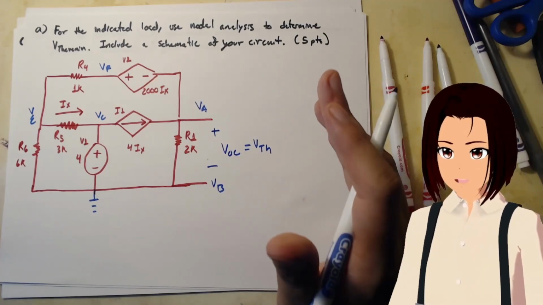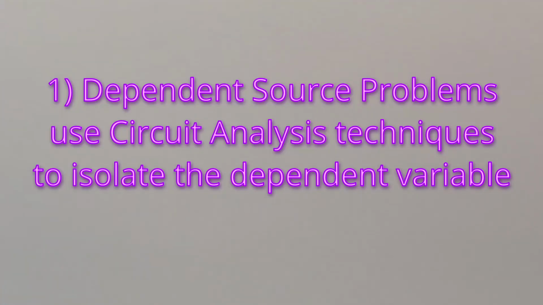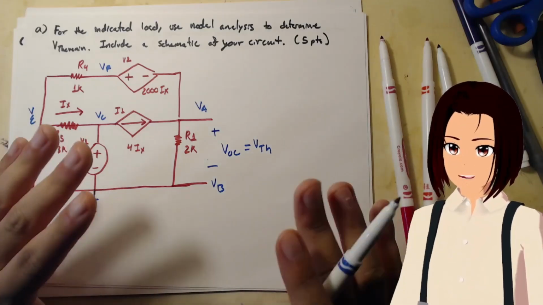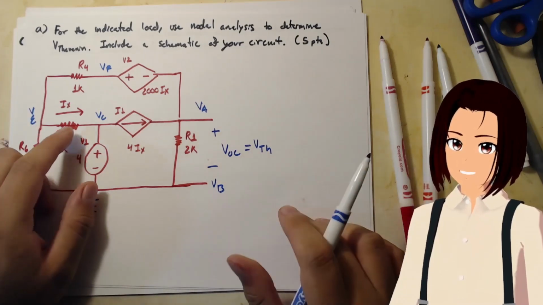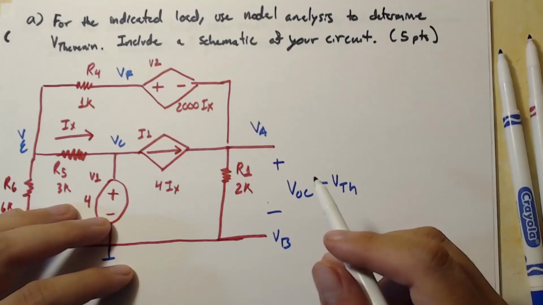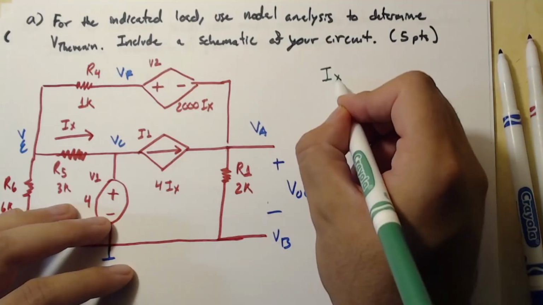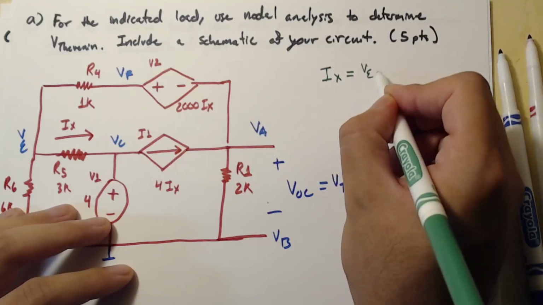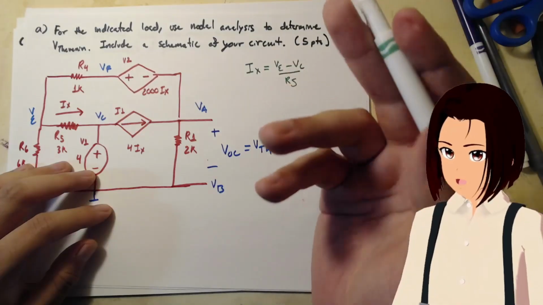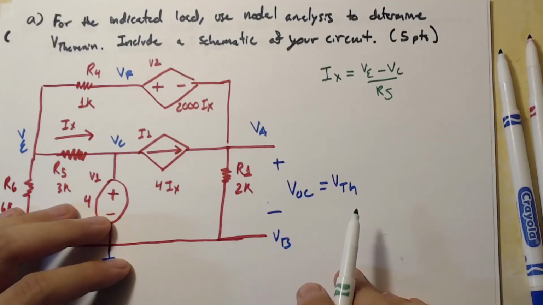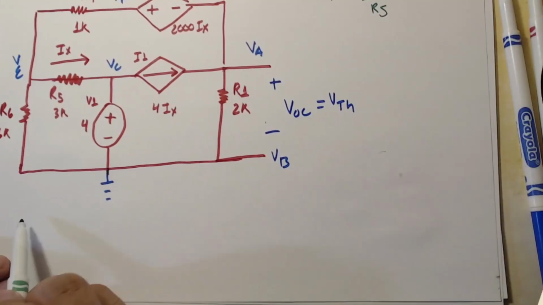Now, dependent source problems, here's my first tip. Dependent source problems use analysis techniques to isolate the dependent variable. That's the whole idea. So we want to find a bunch of equations where we can get variables in terms of the dependent variable Ix. What is Ix? Ix is equal to VE minus VC over R5. There you go.